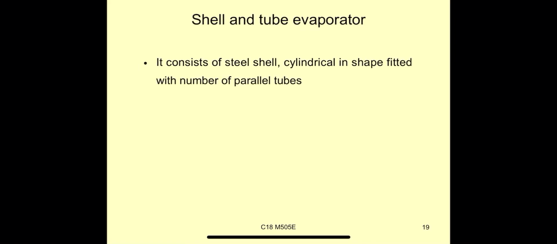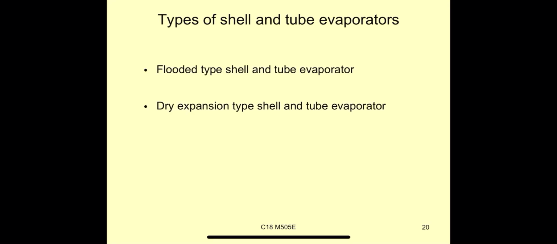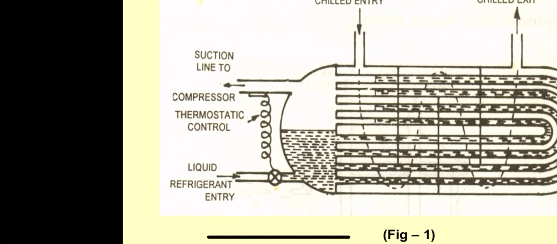Next one is the shell and tube evaporator. It consists of a steel shell, cylindrical in shape, fitted with a number of parallel tubes. It is also called a chiller. Shell and tube evaporators are of two types: flooded type and dry expansion type. First, the dry expansion type shell and tube evaporator. See the suction line to the compressor, thermostatic control, and liquid refrigerant entry.